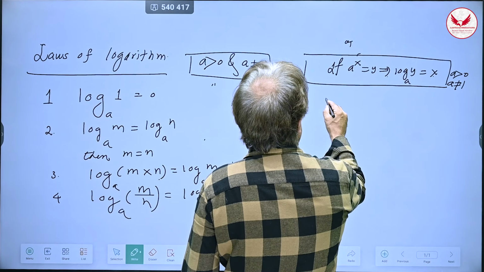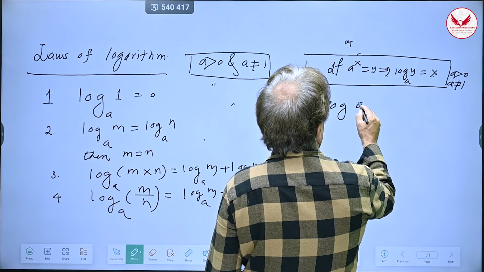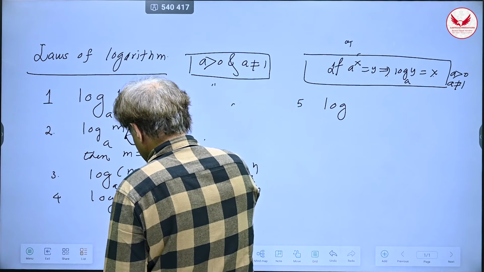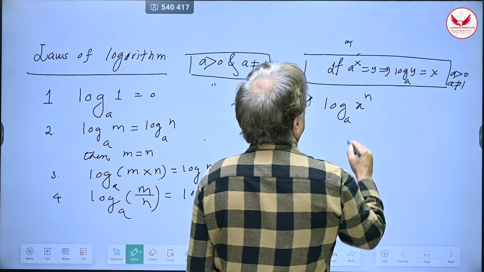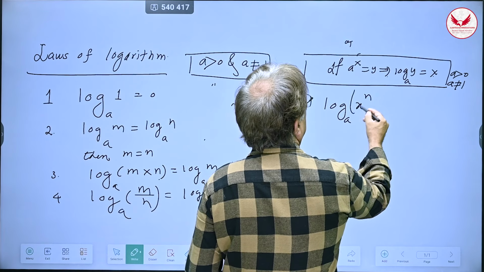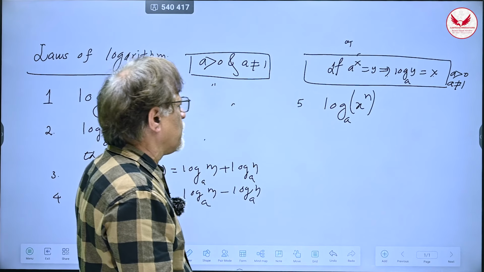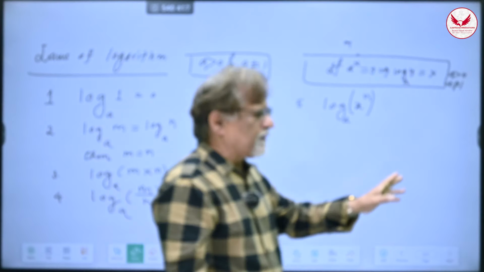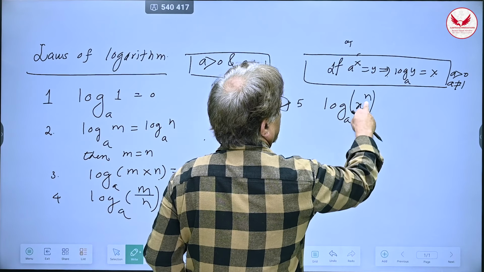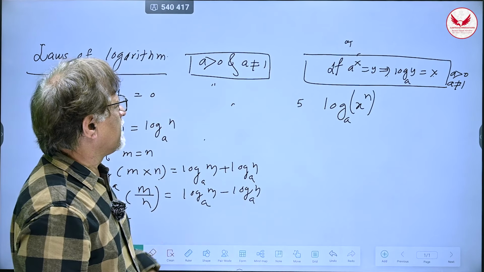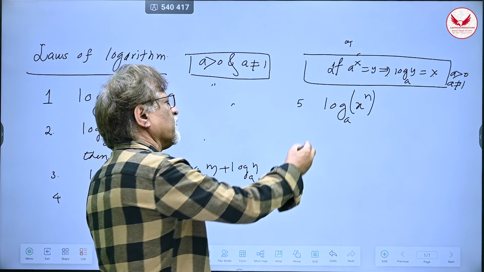Next law is log of, let us say, x raised to n to the base a. Log of x raised to n to the base a. Remember, I am putting a bracket around x raised to n. Why? Because taking the nth power of x has to be done first. The bracket always indicates order of preference. So in this operation, there are two operations. One is taking the nth power of x and the other is taking log. So which operation takes priority? Taking the nth power of x, right? That is why the bracket is here.